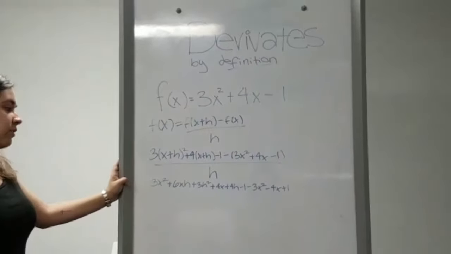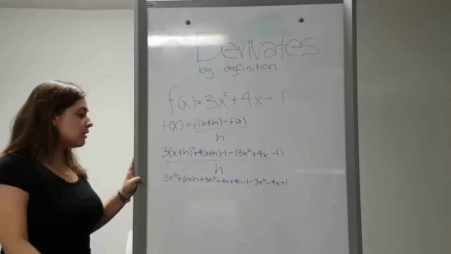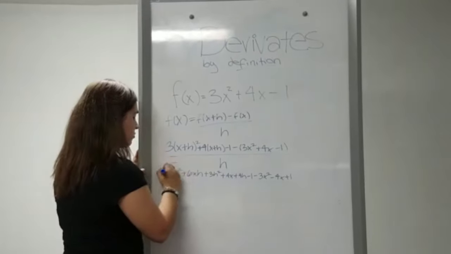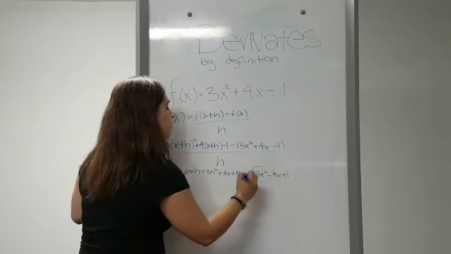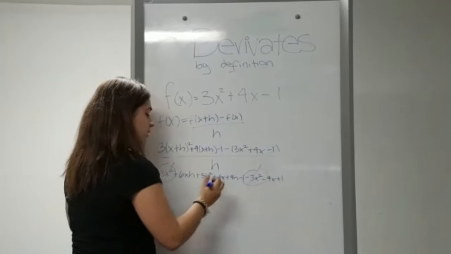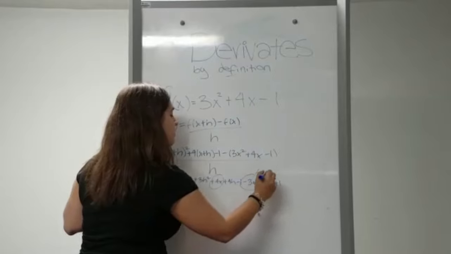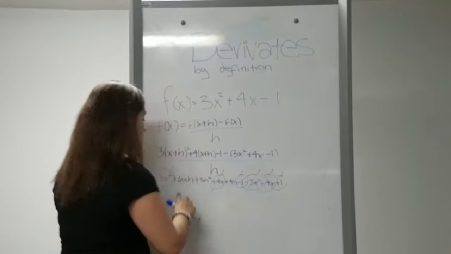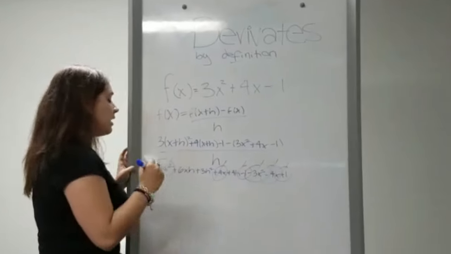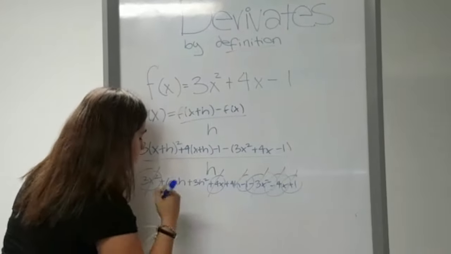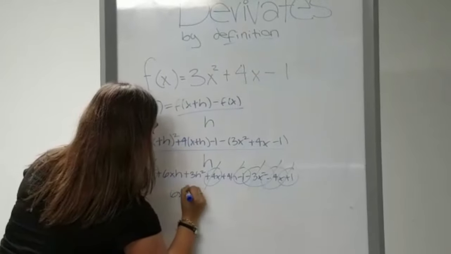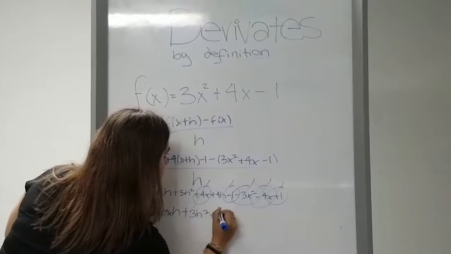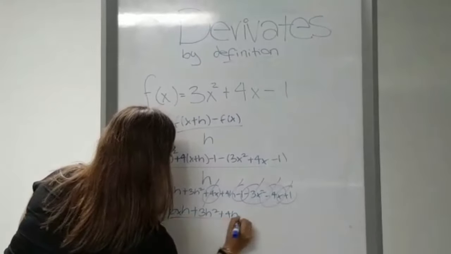After that, a little trick that our teacher taught us is that you cancel, so this 3x squared and this negative 3x squared cancel, and then this 4x and this minus 4x cancel also, and the negative 1 and the positive 1. And so you are left with only the things that are with h, and we rewrite them. So we have 6xh plus 3h squared plus 4h, everything over h.